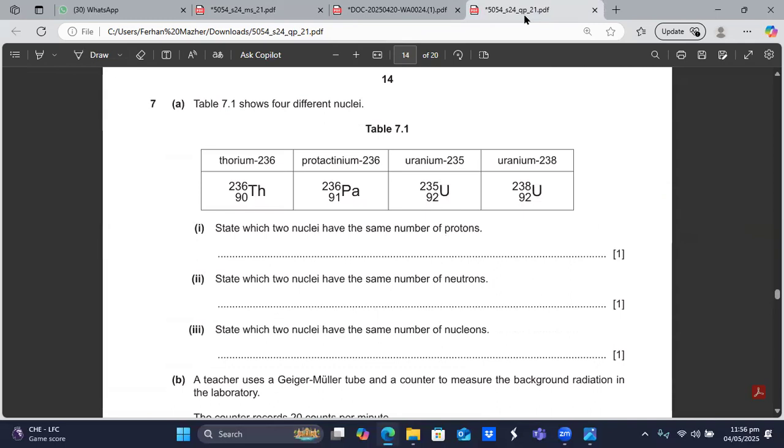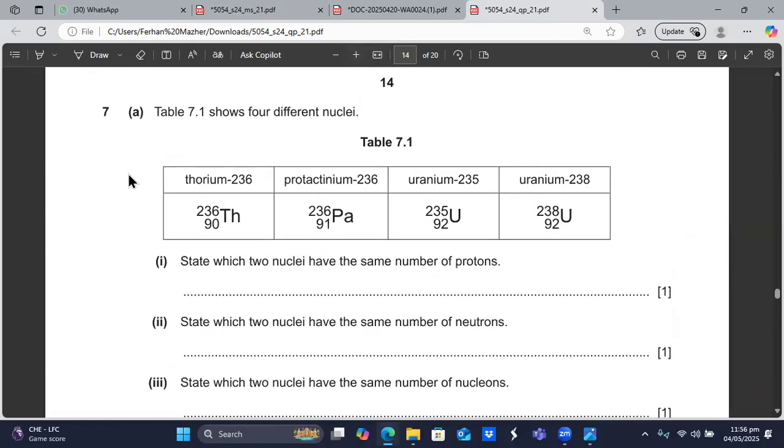Table 7.1 shows different nuclei. So thorium 236 is thorium 90 236, protactinium 236 is protactinium 91 236, uranium 235 is uranium 92 235, and uranium 238 is uranium 92 238. State which two nuclei have the same number of protons. So these lower numbers are representing the number of protons. So which two have the same number of protons?